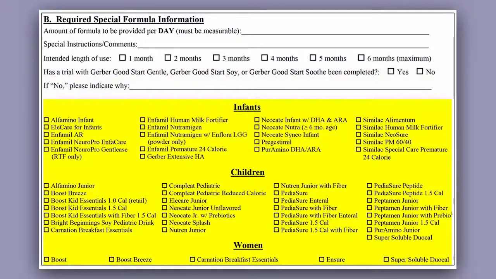In the last part of Section B, the desired product should be indicated on the form. WIC cannot provide 2 different formulas in the same month. If 2 products are requested, health professionals could potentially alternate months, or more likely, a WIC formula availability letter could be provided for the second formula.